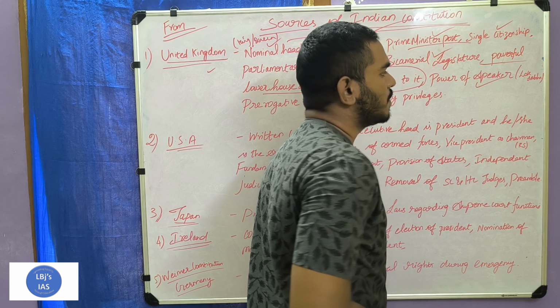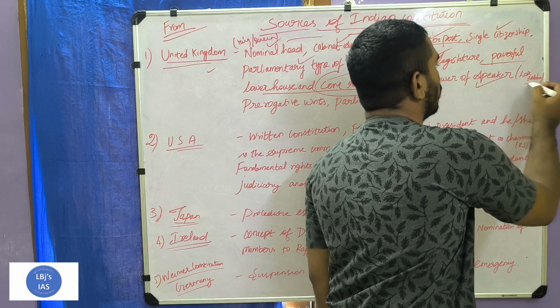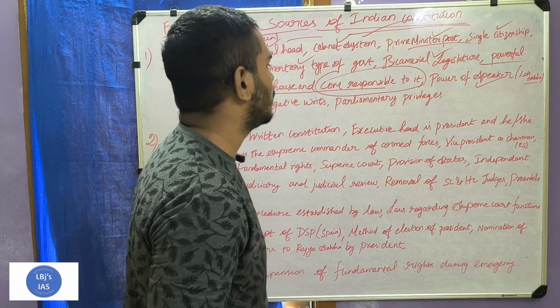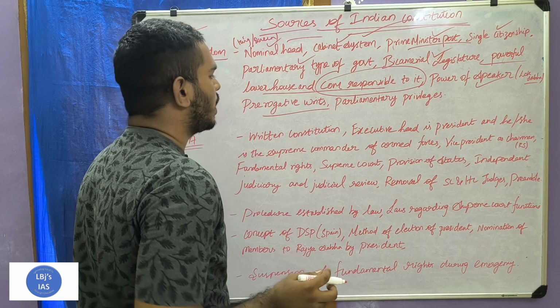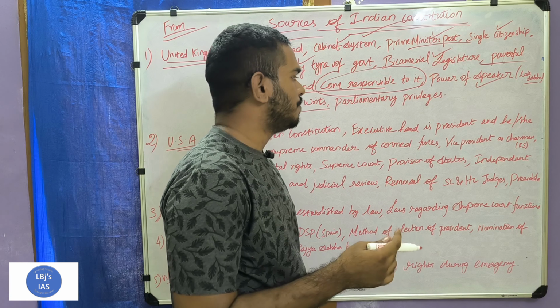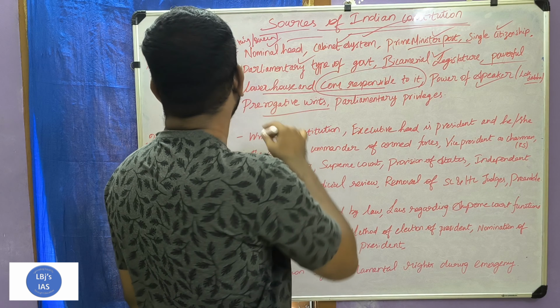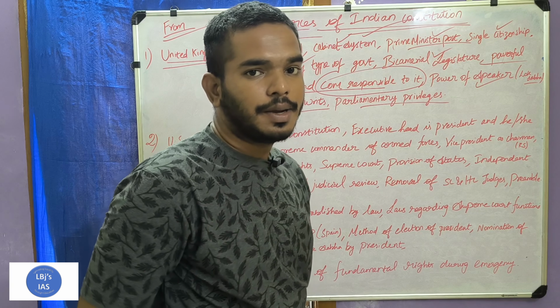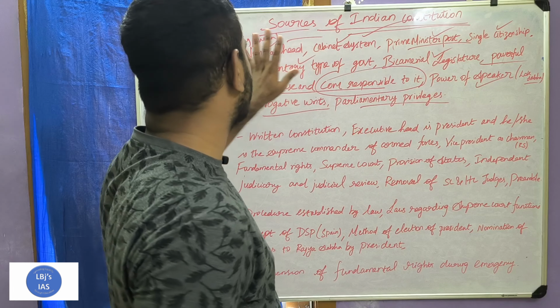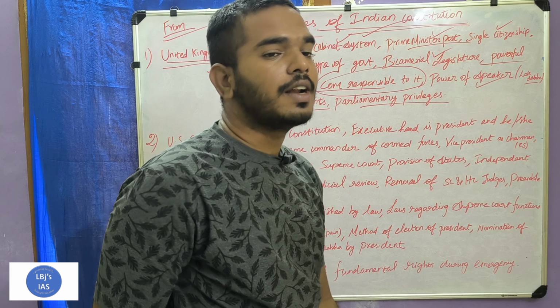Then the power of the Lok Sabha speaker and his or her powers. Next one is prerogative writs, which were taken from the United Kingdom constitution. Then parliamentary privileges. So these are all the provisions that were taken from the constitution of the United Kingdom.